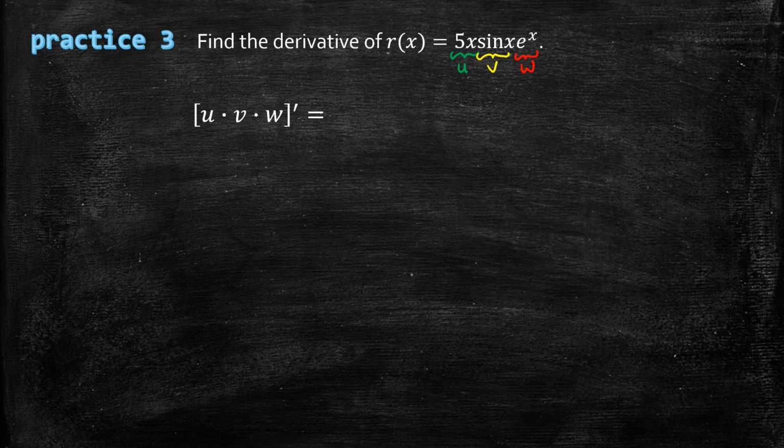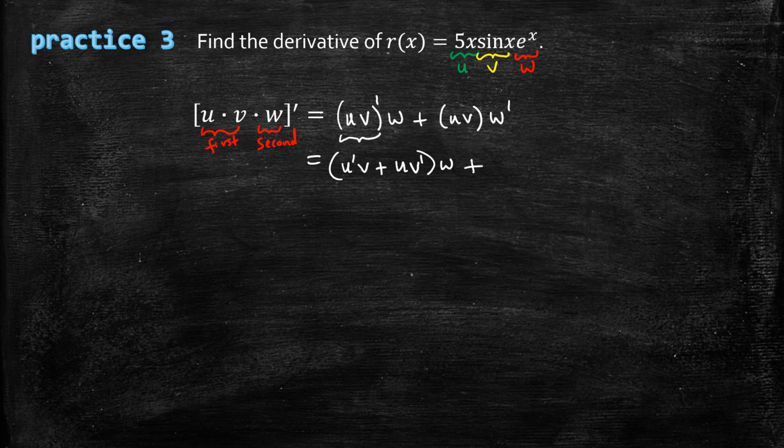Well, we can do this by dividing into 2. Let's call the first function uv and the second function w. And the product rule says take the derivative of the first function, I'm going to write that like this for now, times the second, plus the first function times the derivative of the second. And now we get to use the product rule again for this portion. The derivative of the product will be u prime v plus u v prime. And let's not forget we have u v w prime here.